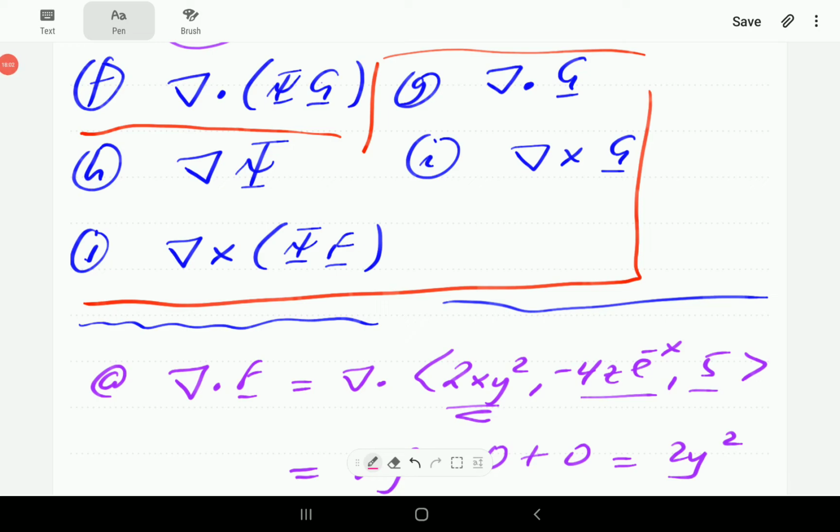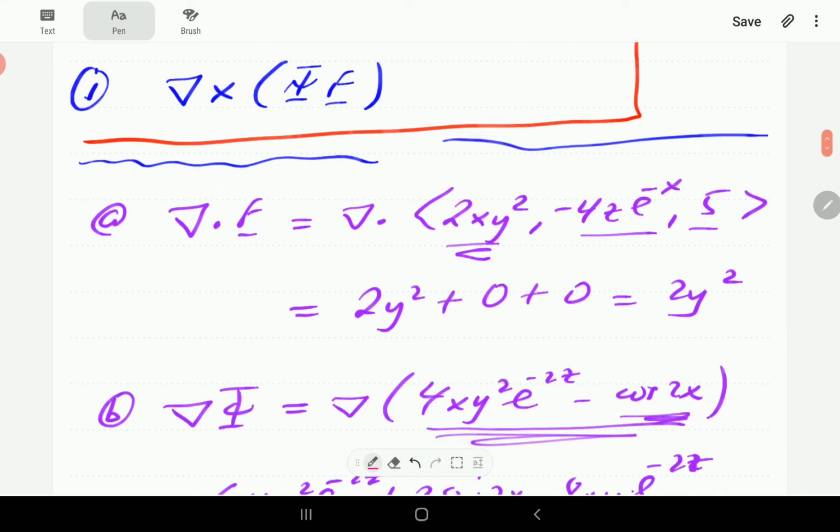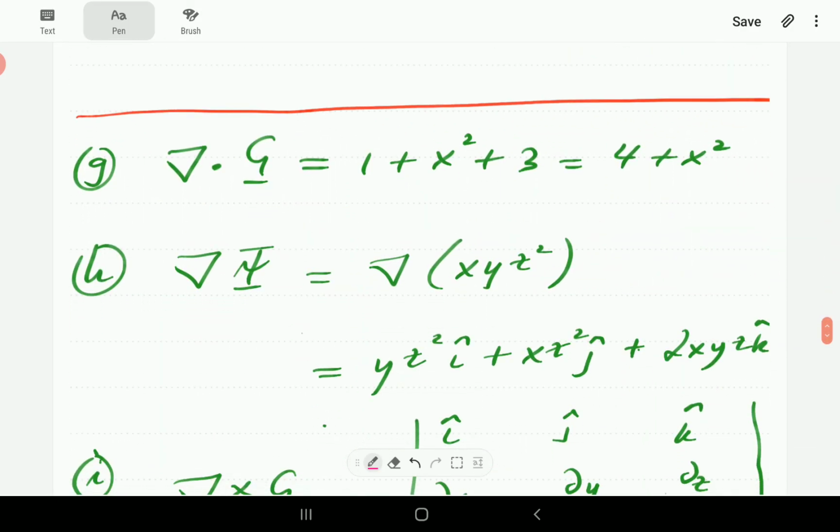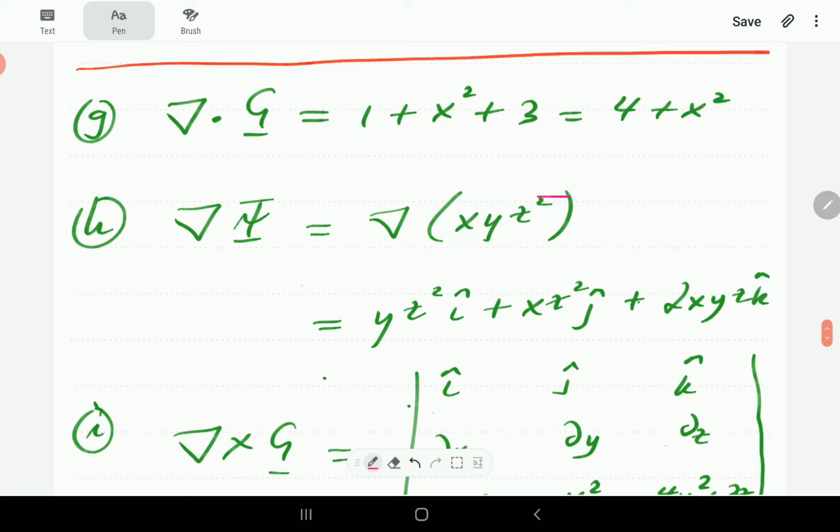Right, we now scroll down to show you our working for these examples. So for the first one, G, the divergence of G just works out to 1 plus x squared plus 3, which is just going to be 4 plus x squared. And then the grad of psi, this is psi. I differentiate this with respect to x, we get the x component, differentiate this with respect to y, and then derivative of this with respect to z is 2xyz.